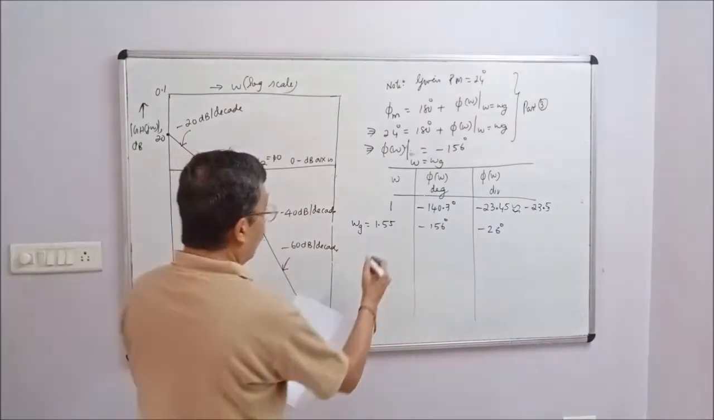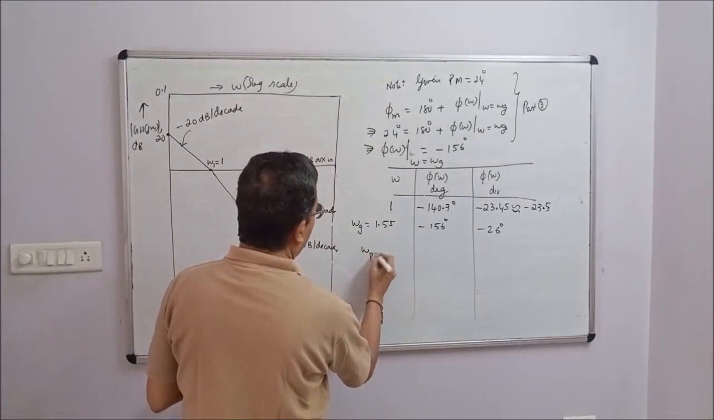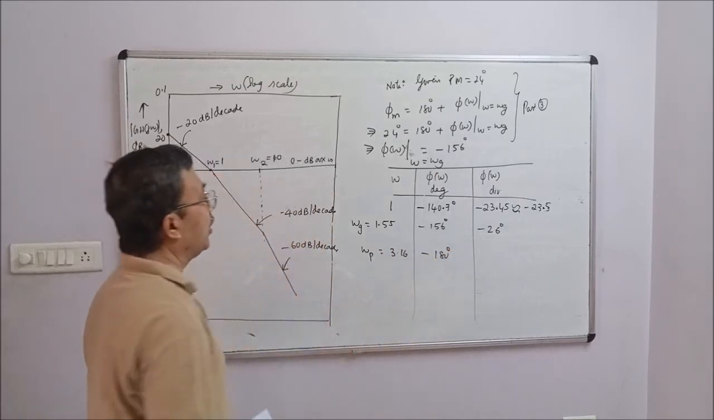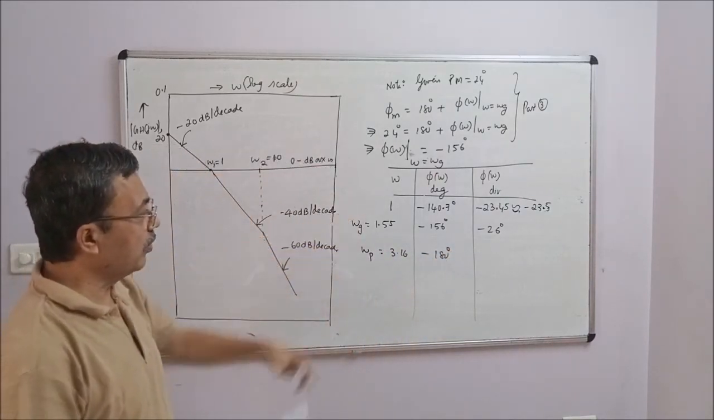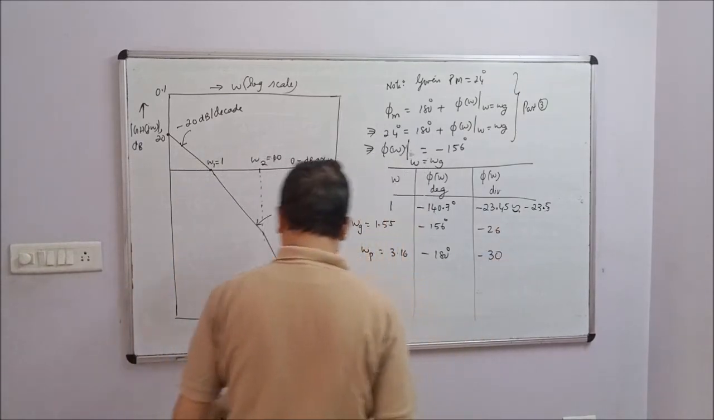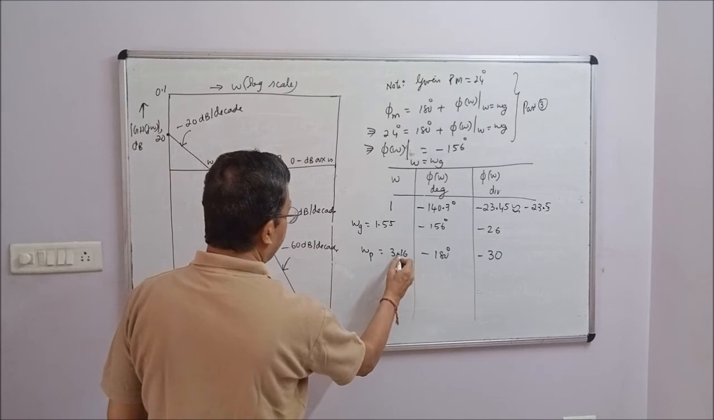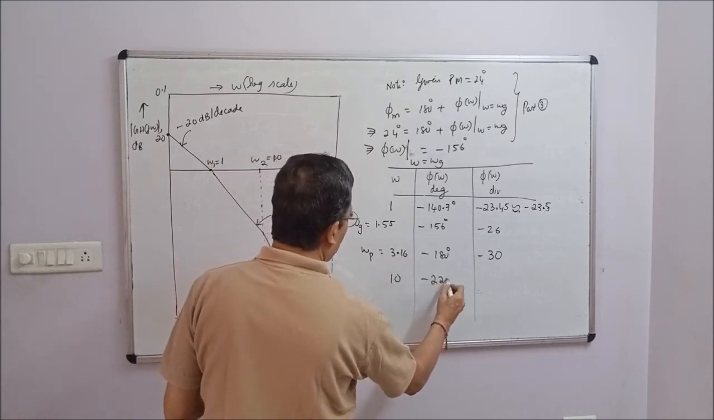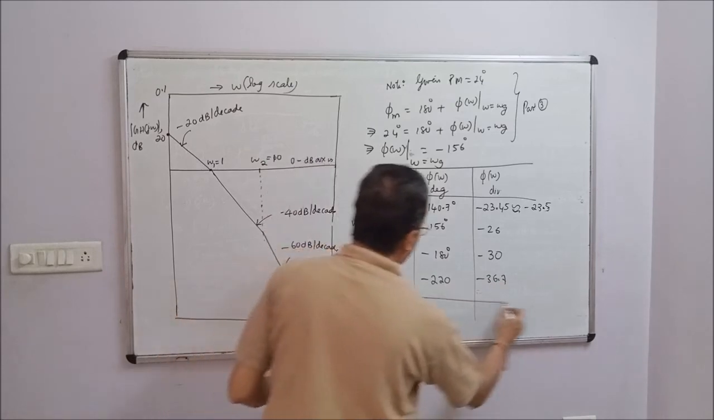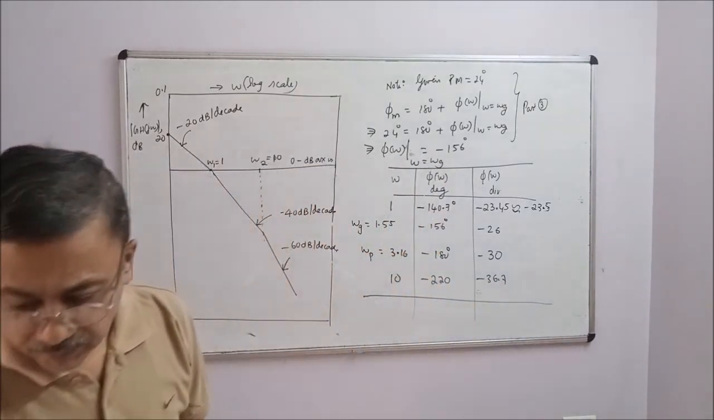Next is omega p is 3.16. When omega is 3.16, you get phi of omega is equal to minus 180 degrees. This is minus 30 divisions. Next 10, it is minus 220, giving you minus 36.7 divisions. Now the table is ready, we'll plot it.